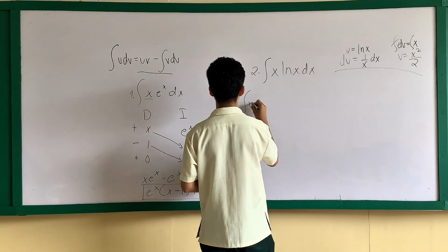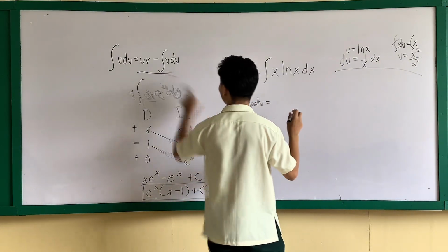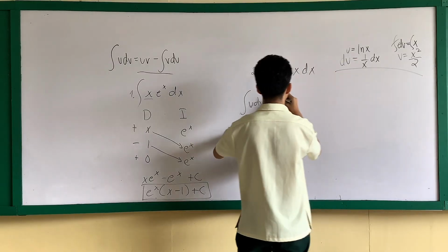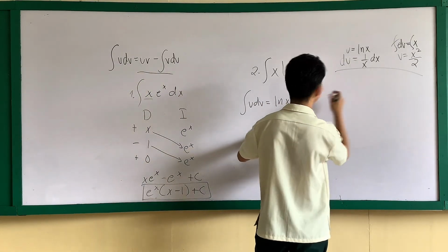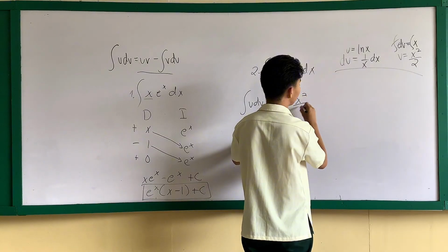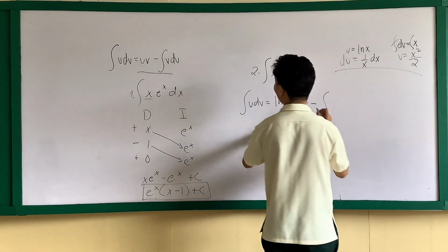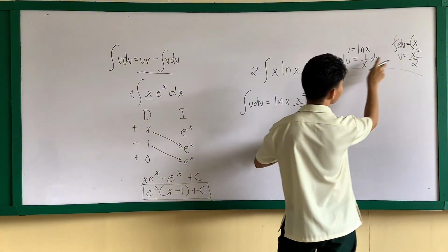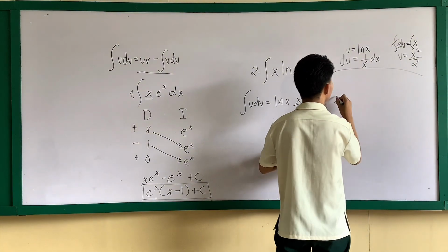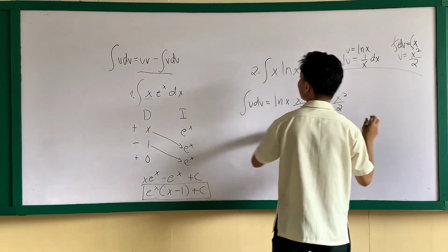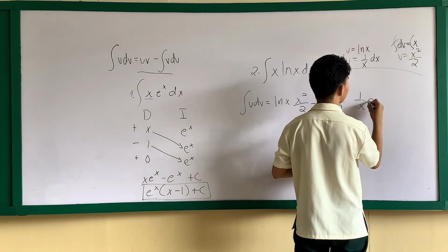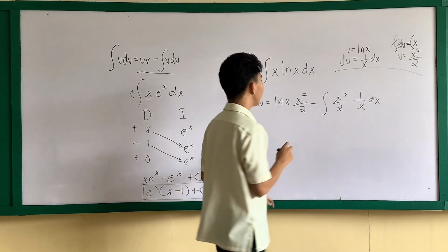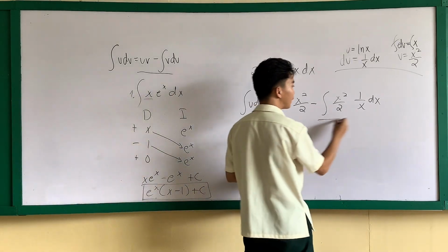So the integral of u dv is equal to u, which is ln x, times v, which is x squared over 2, minus the integral of v, which is x squared over 2, times du, which is 1 over x dx. Next, we're going to solve this term.